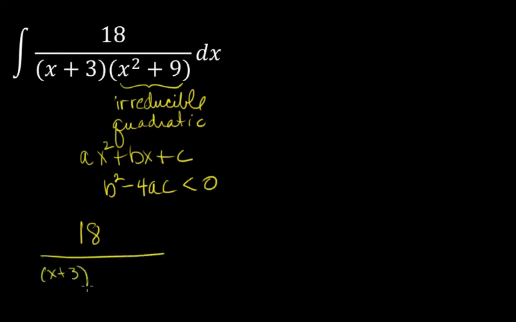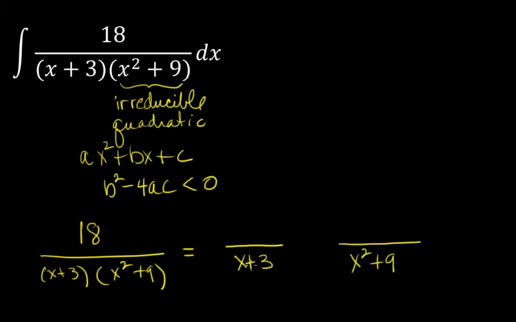18 over x plus 3, a linear, and x squared plus 9, irreducible quadratic, is going to give us a fraction with denominator x plus 3, and it's going to give us a partial fraction with denominator x squared plus 9. The numerator, if the denominator is linear, the numerator is just a constant. If the denominator is a degree 2, an irreducible quadratic, then the numerator is linear. So we've used a, so I'll say bx plus c. An irreducible quadratic denominator gives us a linear numerator, and a linear denominator will give us a constant numerator.